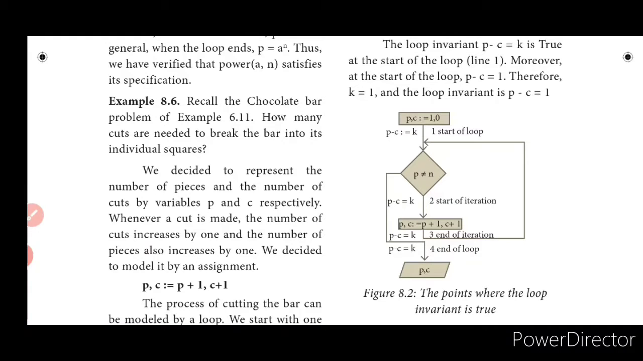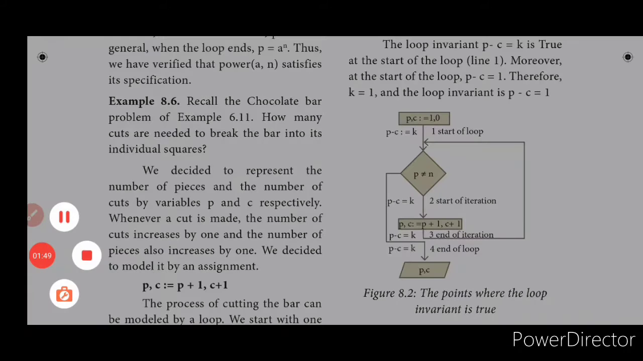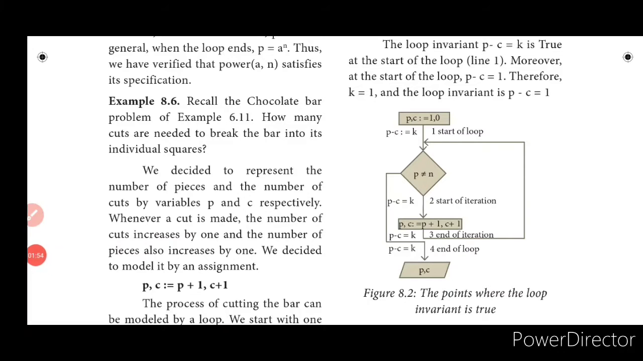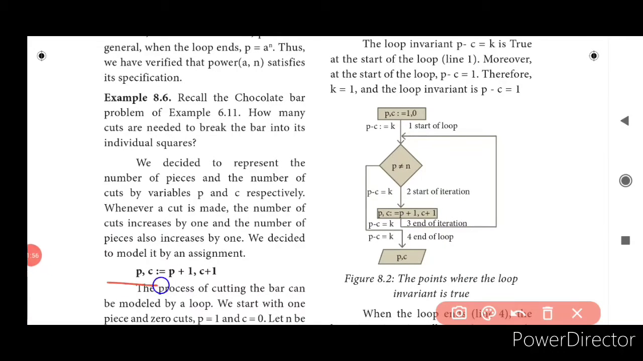So how are we going to divide? p represents number of pieces and c represents number of cuts. Whenever a cut is made, the cut increases by 1 and the number of pieces will also increase by 1. Yes or no? When I cut, what will happen? The piece and the cuts will increase. So p represents piece and c represents cut. Yes, so p plus 1 and c plus 1. p, c is equal to p plus 1, c plus 1. Here p represents p plus 1 and c represents c plus 1.